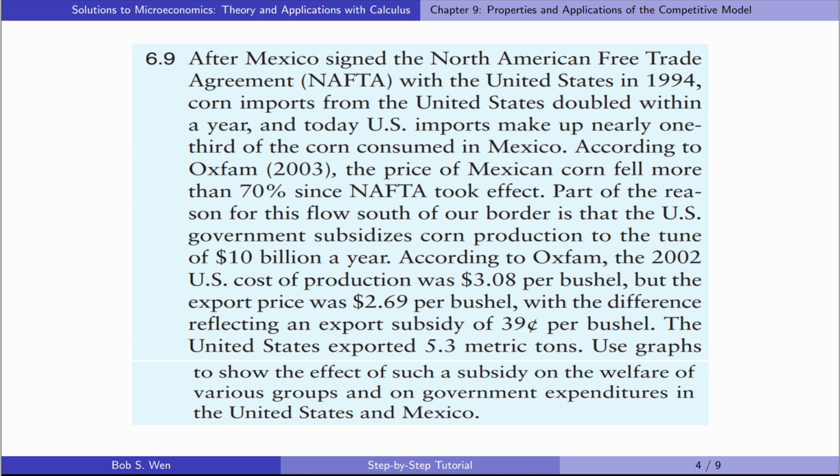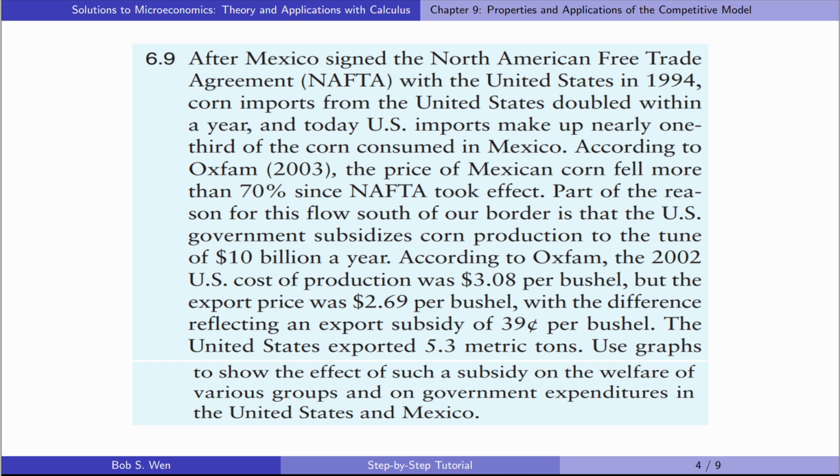According to the researcher, the 2002 U.S. cost of production was $3.08 per bushel, but the export price was $2.69 per bushel, with the difference reflecting an export subsidy of 39 cents per bushel. The United States exported 5.3 metric tons.